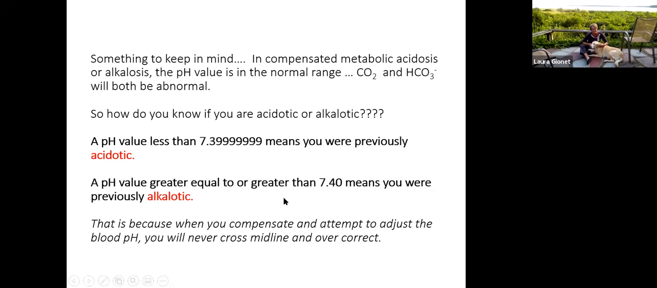If you're looking at a pH value that is 7.40 inclusive or higher, but less than 7.45, because otherwise we would have an abnormal pH, then it means you had been alkalotic, you had been higher than normal, and you've adjusted it and brought it back down. So you use that rule of thumb, 7.40, right in the middle of the pH range. 7.40 inclusive and higher means you've been alkalotic. If you're less than 7.40, then you had been acidotic. That is because when you compensate and attempt to adjust the blood pH, you will never cross midline and overcorrect. That's the premise behind that.